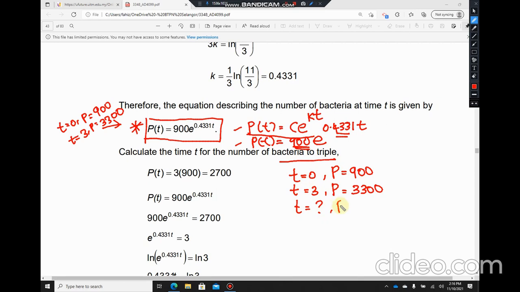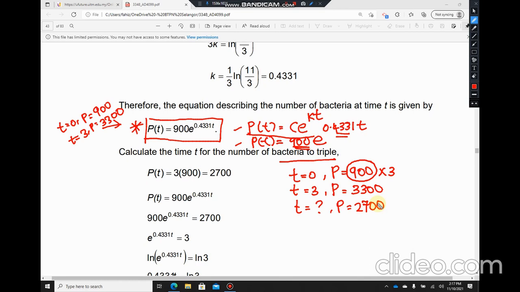Okay, kalau triple maksudnya kita kena ambil yang asal daripada 900. Okay, dia jadi triple. Maknanya dia darab 3 daripada yang initial. So kita nak yang ni. So yang ni sebenarnya information yang kita ada. Initial T equals to 0, P equals to 900. When T equals to 3, P equals to 3300. And then what is the time when bacteria triple.